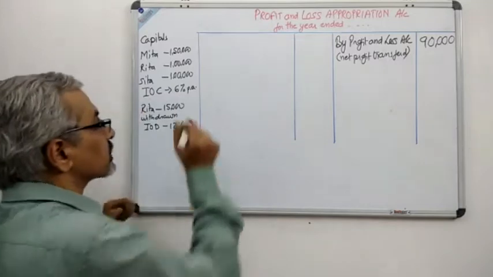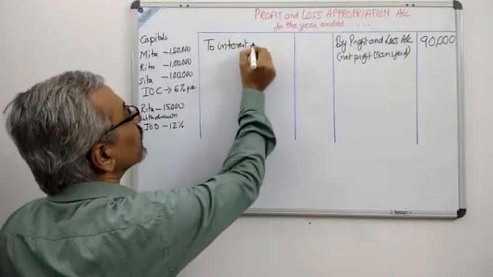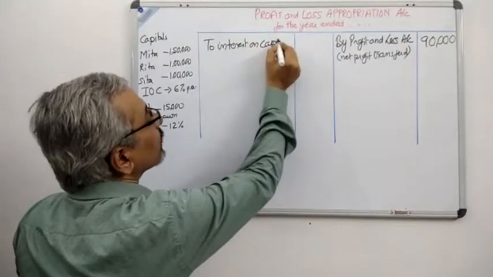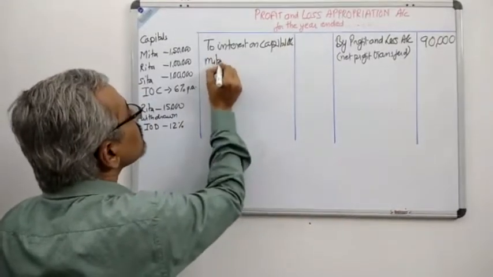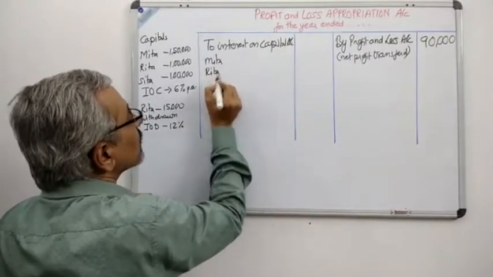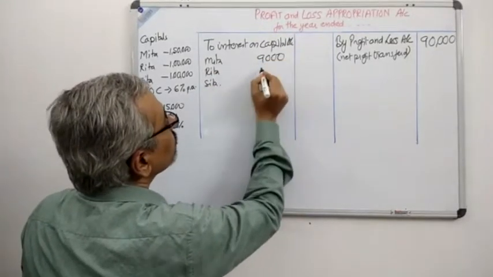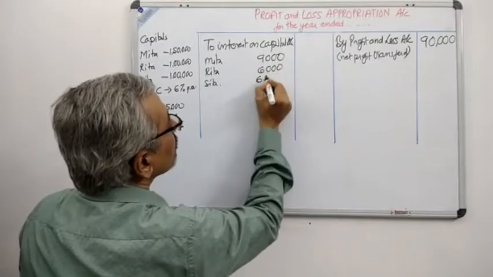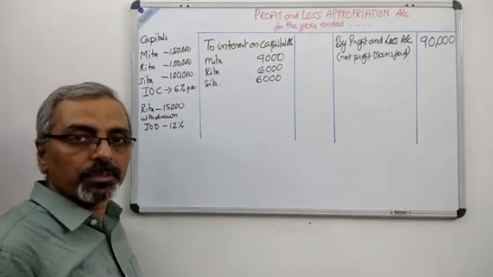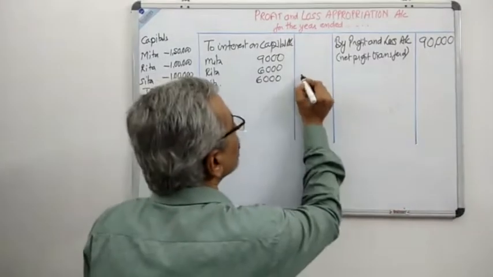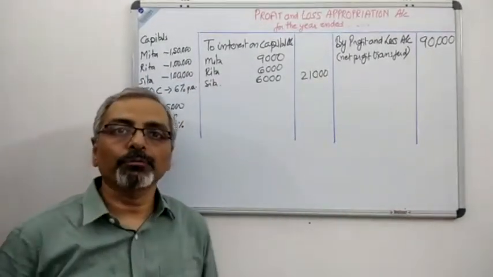So first, we'll write over there on the debit side, to interest on capital. And we have three partners, Meeta, Rita and Sita. And if you see very carefully, it will be 9,000, 6,000 and 6,000. So if you take the total of this, 9,000 plus 6,000 plus 6,000 gives us a total of 21,000. So that is the total interest on capital of the three partners.